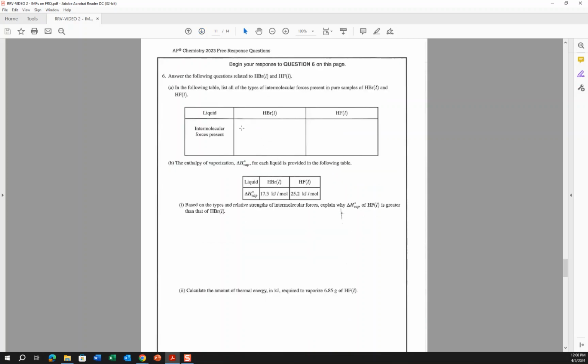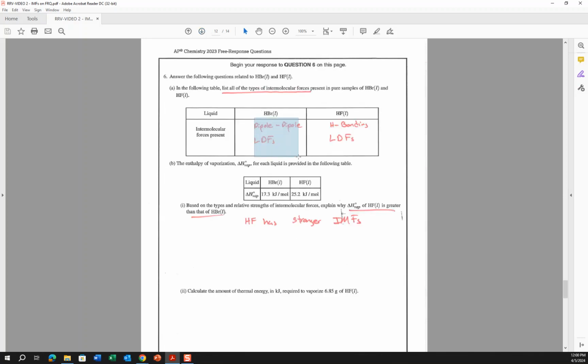Okay. Here we have to list the IMFs. It's always good when you're comparing molecules to, even if you're not asked for it, list the IMFs that they each have. Okay, so if we look at HBr and HF, dipole-dipole interactions and London dispersion for HBr, but hydrogen bonding and London dispersion for HF. Now, you can get away with listing all three for HF, but since HF is pretty simple, the only dipole-dipole interactions it has are hydrogen bonding, so you can get away with just saying hydrogen bonding and London dispersion. But anytime something has hydrogen bonding, go ahead and say hydrogen bonding, dipole-dipole, and London dispersion, okay?